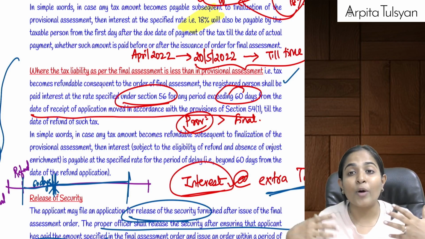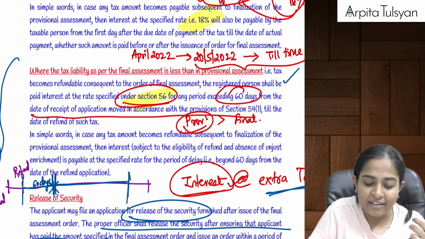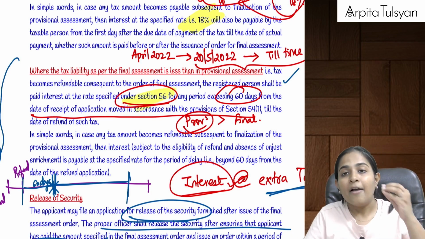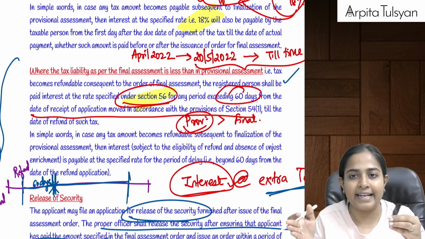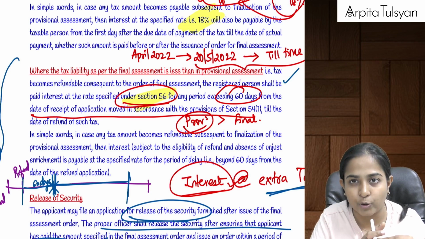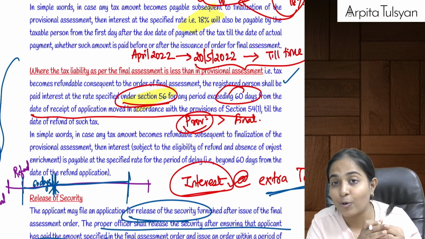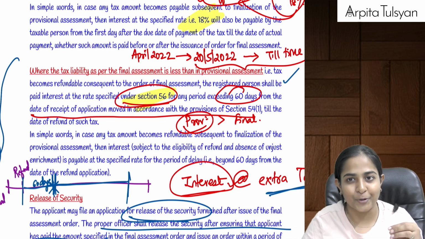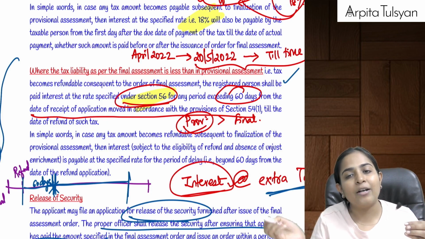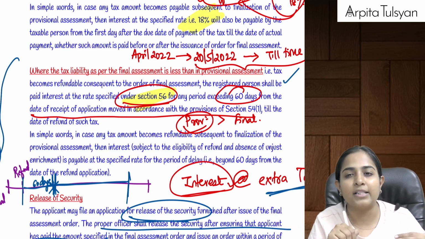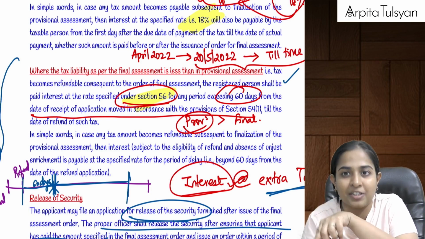Now we will go and make a refund application to the government. From the day we make the refund application, within 60 days the government is supposed to refund it back to you. If the government refunds you within 60 days, it is not required to pay any interest on that refund. If the government delays beyond 60 days, then only is it required to pay you interest on the refund, at the rate of 6% from the 61st day.